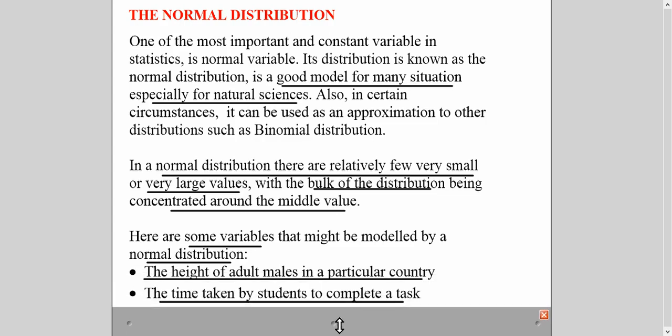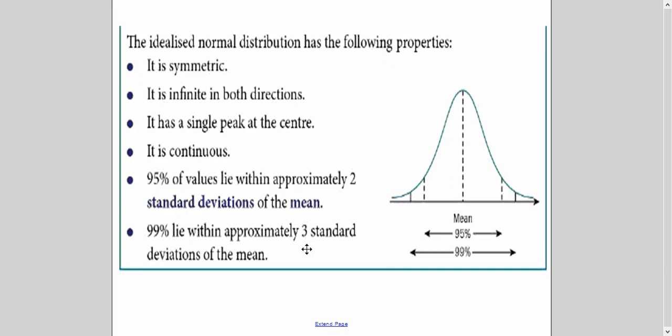If we look at examples of normal distribution, I have just taken 2 examples here. For example, the height of adults, male or female, in a country or in an area, and similarly the time taken by students to complete a task. Things like this. And normal distribution is applied to continuous data. We have studied 2 types of data in earlier videos, discrete data and continuous data. So normal distribution is used for continuous data.